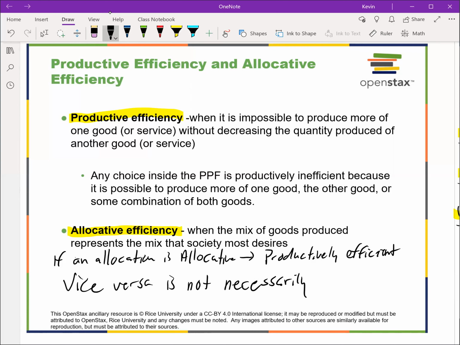Right, unless for whatever reason, maybe our right shoes wear out faster, then maybe we need a few more right, so it might be 51-49. But for the most part, again, vice versa, not necessarily true. There will be one. In fact, most of the time, it's not true in the sense that there really will only be one point on the PPF that is actually allocatively efficient.